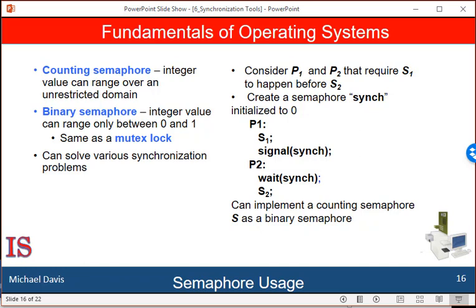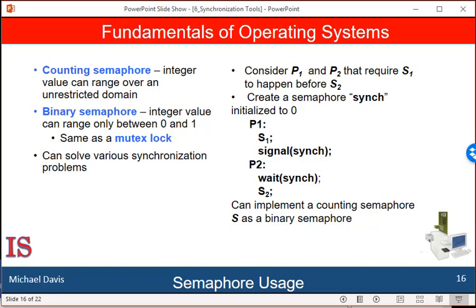We can also use semaphores to solve various synchronization problems. For example, consider two concurrently running processes. Process 1 with a statement S1 performing some operation, and process 2 with a statement S2 performing some other operation.